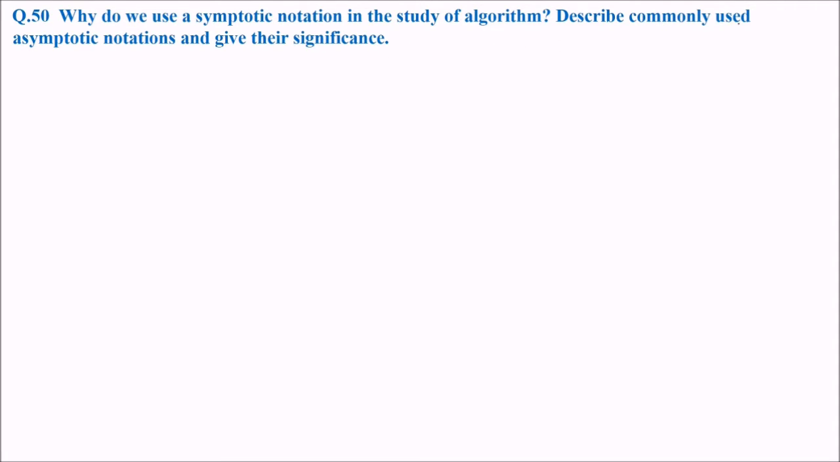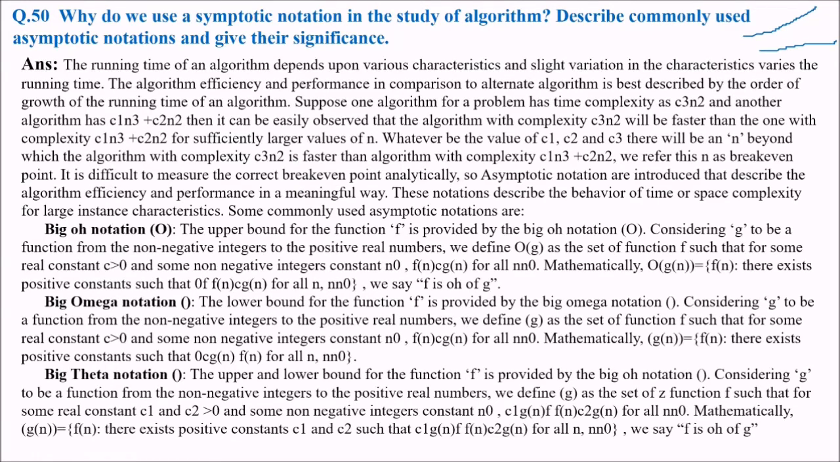Asymptotic notations actually tell you about the bounds, upper bounds and lower bounds. So these are the bounds. That is why we want these asymptotic notations, like big O, omega, theta, etc. The running time of an algorithm depends on various characteristics, and slight variation in the characteristics varies the running time. Running time is the time required by the algorithm to run to its entirety.